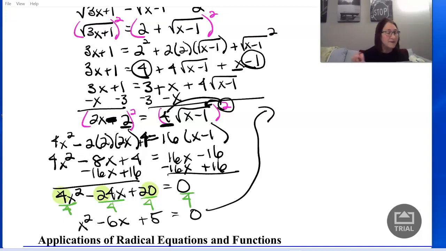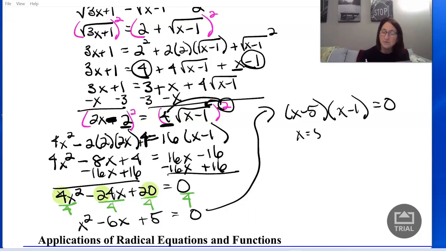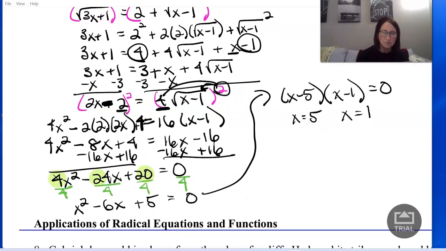So then I can factor that to x minus 5, x minus 1 equals 0. X equals 5. X equals 1. Those are my solutions. I'm going to tell you, I already checked them and they both work. Just to move it on here.